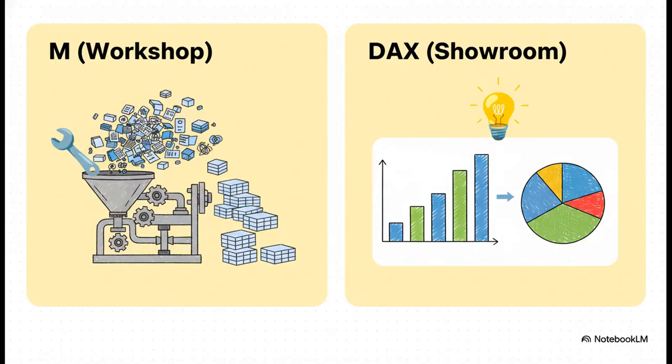So, here's the simplest way to think about it. M is your workshop. It's where you go inside the Power Query editor to get your hands dirty, to hammer your raw data into shape, clean up all the messes, and get it ready for the showroom. DAX, on the other hand, is the showroom. It's the language you use to ask brilliant questions of that clean, perfectly prepared data. So just remember, M gets your data ready, and DAX is where you analyze it.